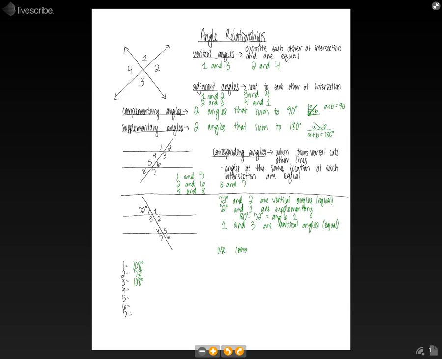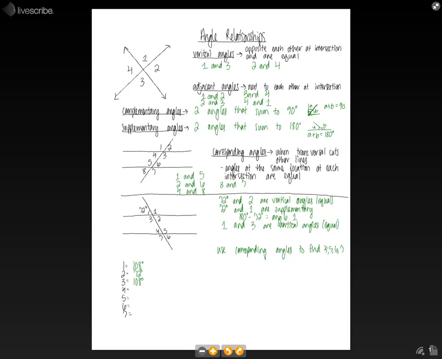And now from here we have the whole top intersection, so we're going to do the bottom intersection, and we're going to use corresponding angles to find 4, 5, 6, and 7.